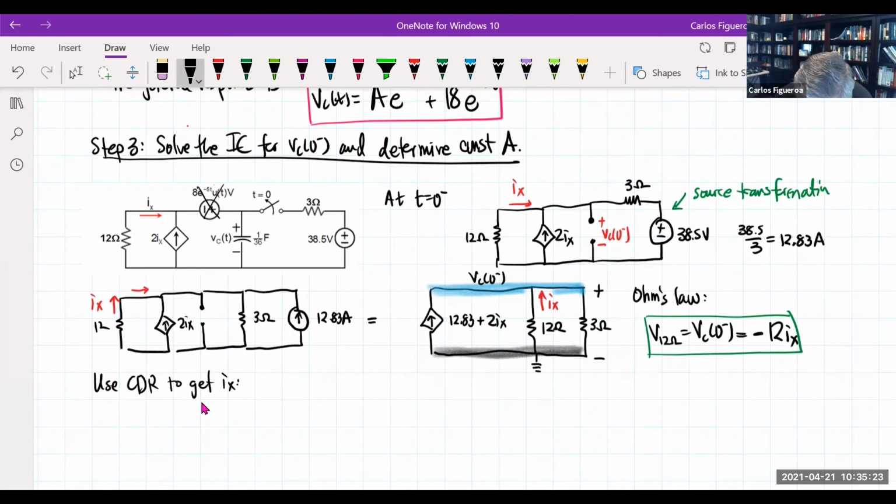So here I go. It's the opposite resistor. So if I want the current to cross the 12 ohm, it's got to be the opposite resistor divided by the sum of those two times the source. But wait a minute. What's the source? The source in this case has to be 12.83 plus 2IX. But remember, this is also IX right here. Oh, with the minus sign, right? There's a minus sign there.